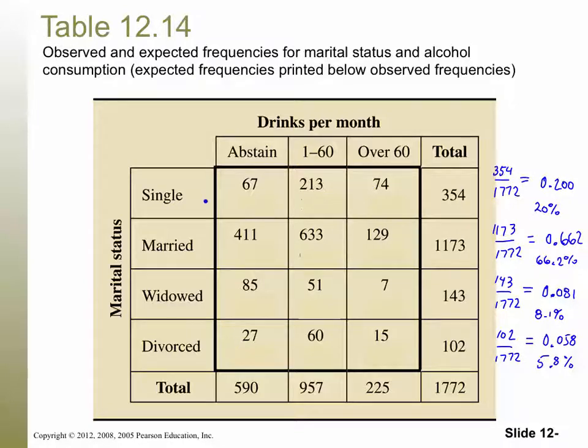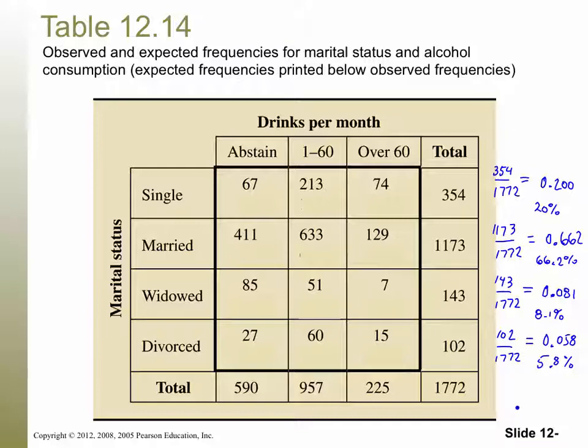20%, right? Since 20% of all the people sampled were single, then if they're not associated, you'd expect that 20% of the 590 would be single. And if they're not associated, what percent would you expect the married of the 590 to be? You'd expect 66.2%, right? So if they're not associated, there's no influence of marital status on drinks per month. So we'd expect 20%, 66.2%, 8.1%, and 5.8%.